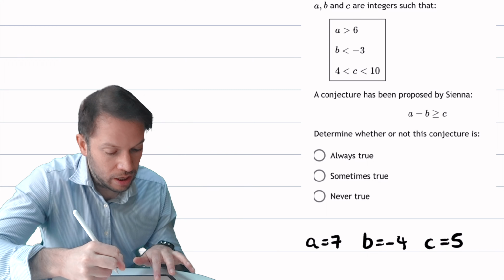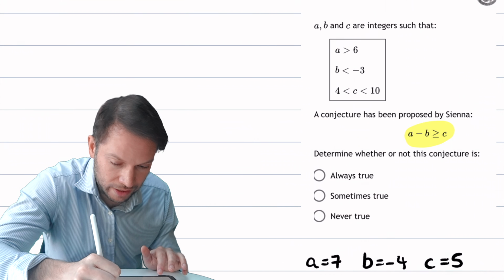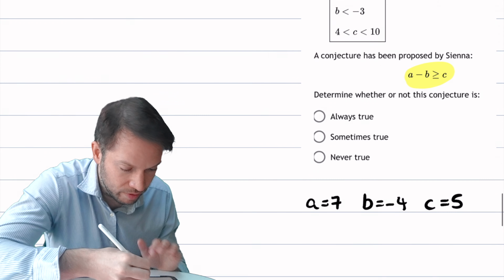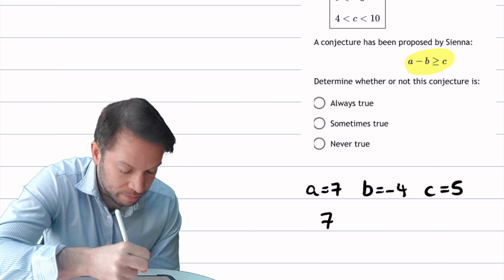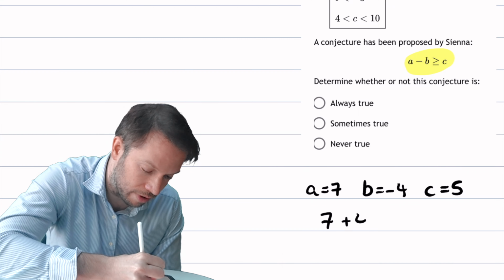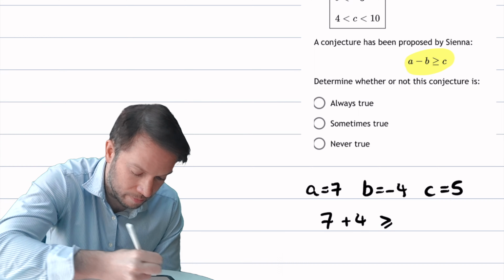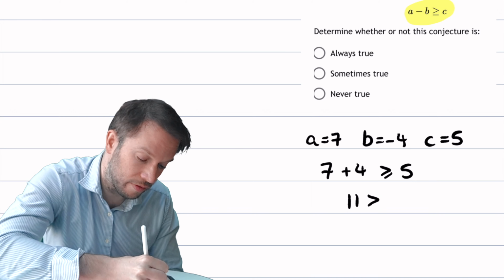And now, the statement that Siena made is that a minus b is greater or equal to c. So let's try with our numbers. If we do a minus b, it's 7 minus -4, which is 7 plus 4. Is it greater or equal to c? So we can see that is just 11, which is greater than 5.